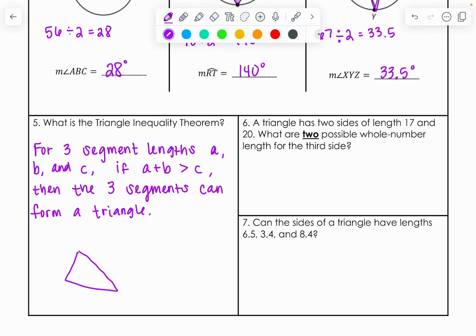So if you had this triangle here, and this was A, this was B, this was C. You know what, I'll put it in the usual order, A, B, C. If you add these two together, it should be a greater number than this number. If not, it's not going to form a triangle.